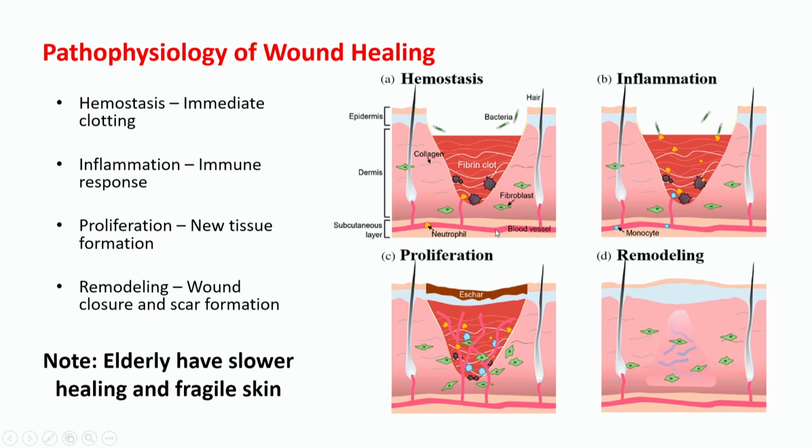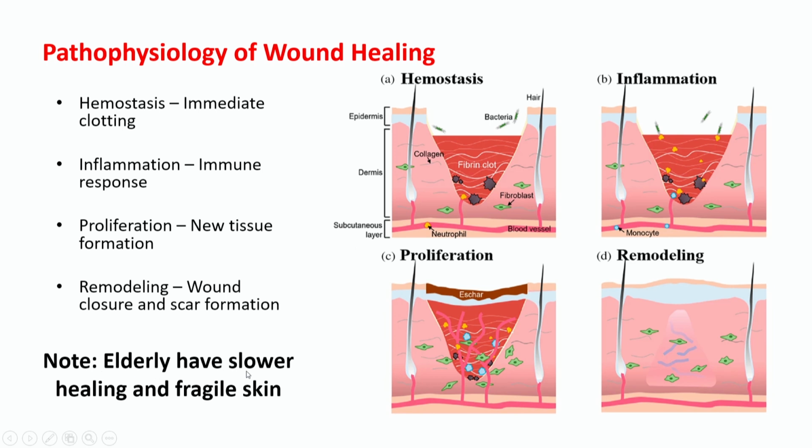This is a blood vessel, neutrophils are there, and these are the hair follicles. This is wound formation. Fibrin clot, collagen, and bacteria entering here. Pathology of wound, you should first know there are 4 phases. Hemostasis means immediate clotting of blood. Inflammation means immune response. Proliferation means new tissue formation. And remodeling means wound closure and scar formation.